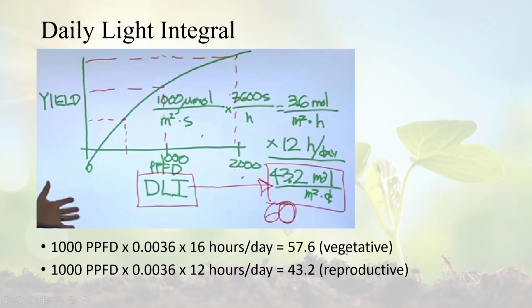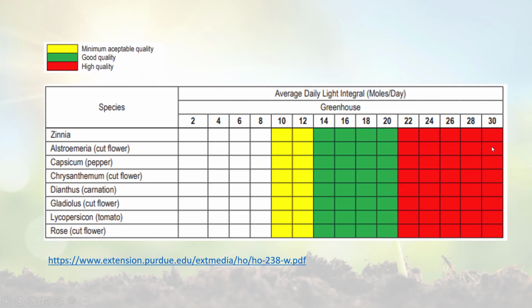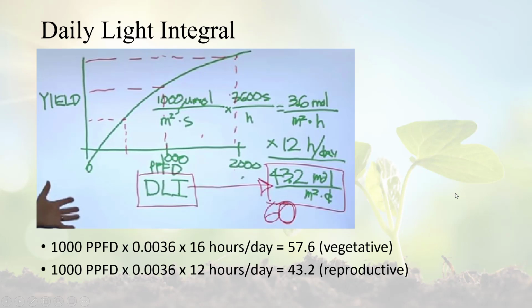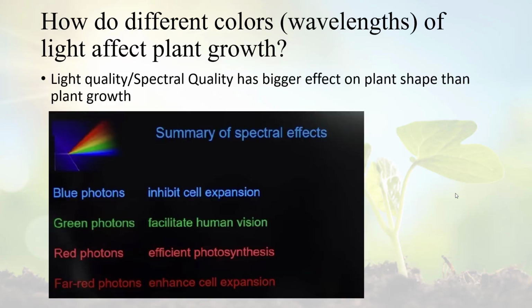And then when you switch over to reproductive and you switch it down to 12 hours a day, you would calculate again, same thing, your 1,000 PPFD times 0.0036 times the amount of hours in a day, and that gives you a lower value, right? But again, still a high value. If you compare that to greenhouses, most are looking at about 30 as their max, right? It's a very, very high value if you're growing indoors and you're trying to maximize the yield.